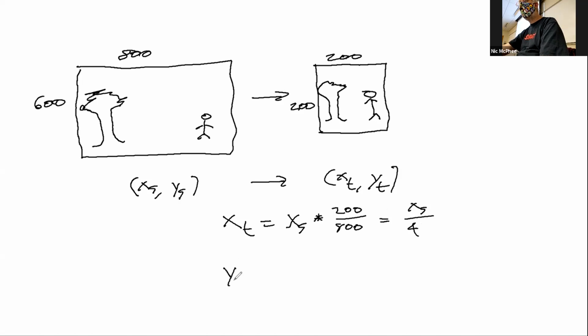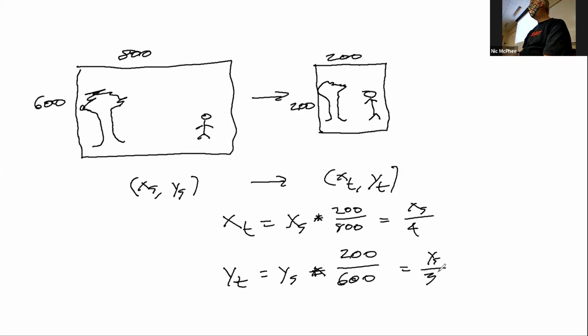The y-axis is 200 divided by 600. So that's ys divided by 3. So we'll end up dividing the x and y coordinates by different amounts. We'll multiply them by different factors to get from one to the other. And that would also be true if we were going from small to big. We would multiply by possibly different factors if the aspect ratio of the target was different than the aspect ratio of the source.